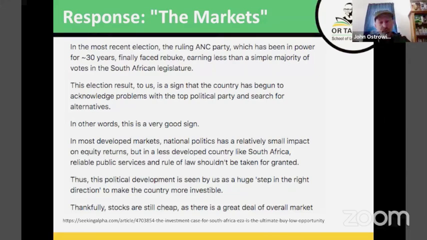In most developed markets, national politics has a small impact on equity returns. But in a less developed country like South Africa, reliable public services and rule of law shouldn't be taken for granted. So they're basically implying that the ANC is not good for service or rule of law. So we can see this, as they say here, it's a huge step in the right direction to make the country more investable. So you can see that the so-called markets, in other words, Wall Street, basically are happy to see the ANC having lost some power.